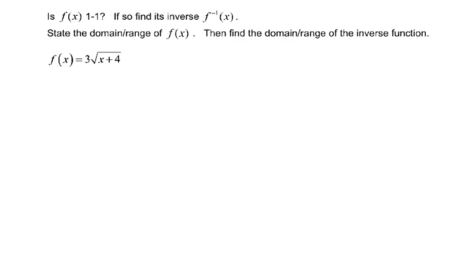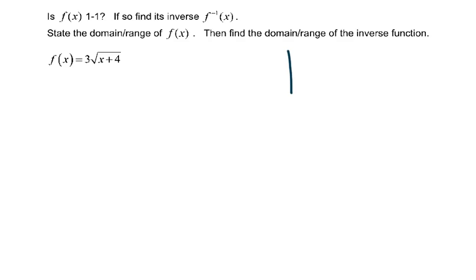So in this case, we are given a function, f of x equals 3 times the square root of x plus 4. And we're asked some questions. Is the function 1-to-1? And if it is, we want to find the inverse. We're also going to state the domain and range of the function, and then find the domain and range of the inverse function.